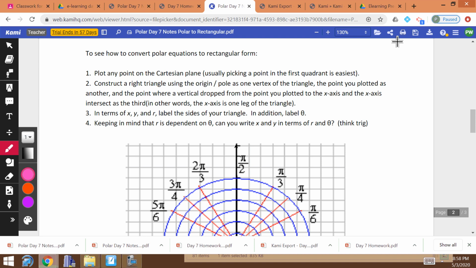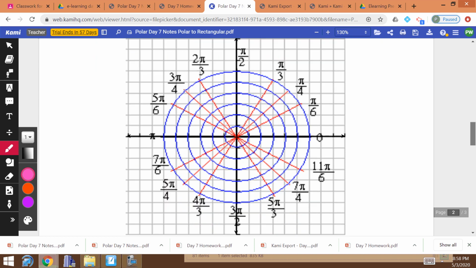So pick any point, plot any point in the Cartesian plane. It doesn't matter where it is. Usually we like to pick one in the first quadrant just to keep it simple and easy. We're going to make a triangle just like we did. Think about x, y, and r. So I'm going to pick any old point on here. Like I said before, I'm not going to pick one that we necessarily know from our circle, so I'm just going to pick some random point right here.